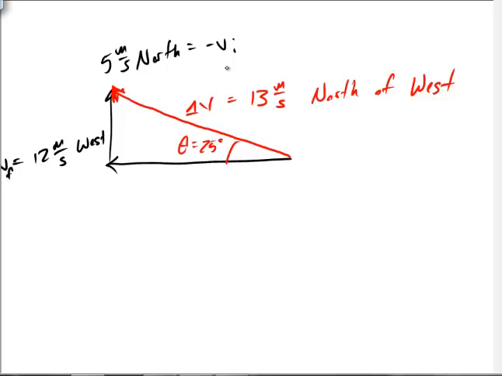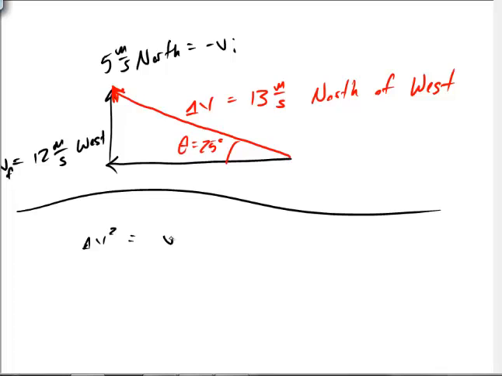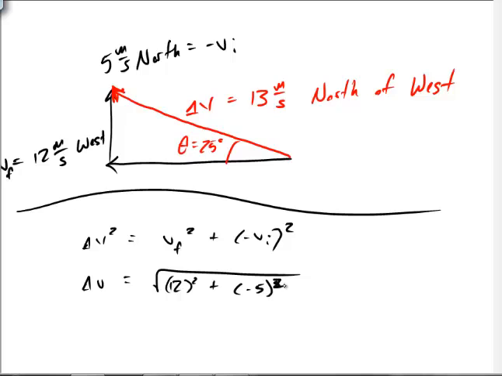Then it says determine the magnitude of the change in velocity of the roller coaster using the Pythagorean theorem. Okay, so your vector diagram is a very good place to start. So I know that if I'm calling this delta V, well, delta V squared is VF squared plus negative VI squared. And to find delta V, I'm just going to take the root of everything. So 12 squared plus negative 5 squared, that's the square root of 169, which is exactly 13 meters per second.